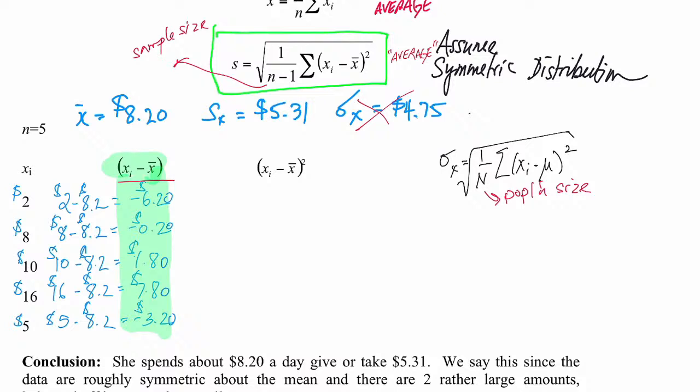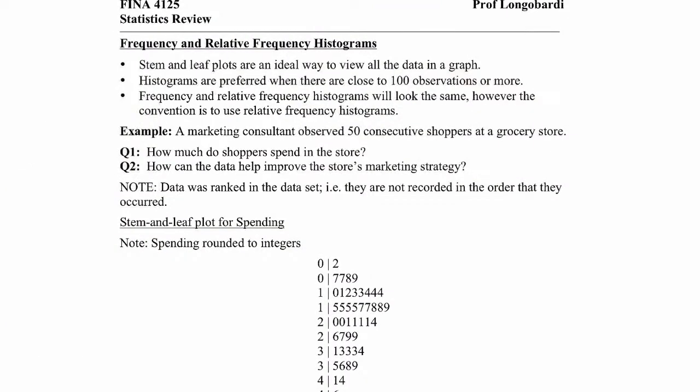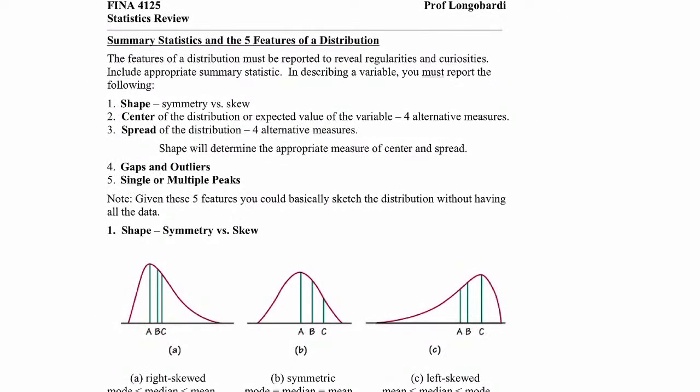In fact, the average of the deviations from the mean will always give you 0, not just for this data set, for any data set. The average deviations from the mean will always be 0 as a result of the conversation we had over here.